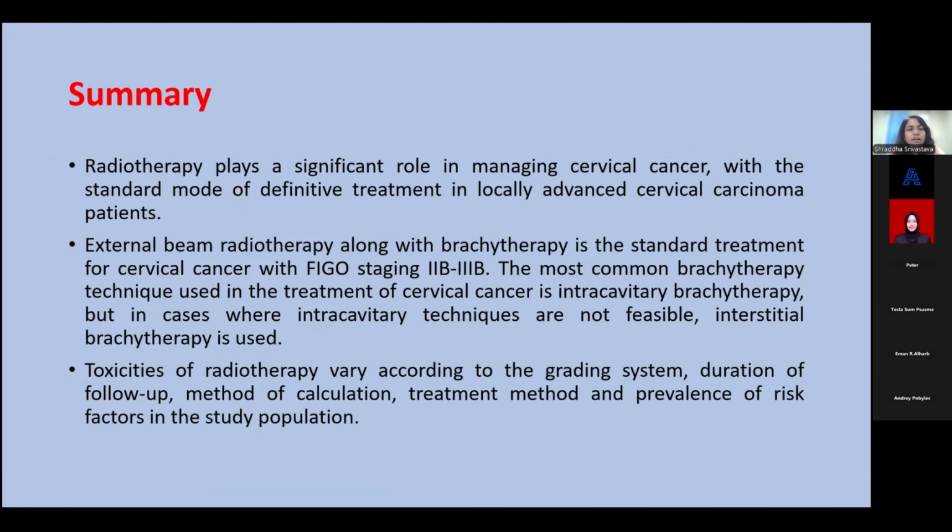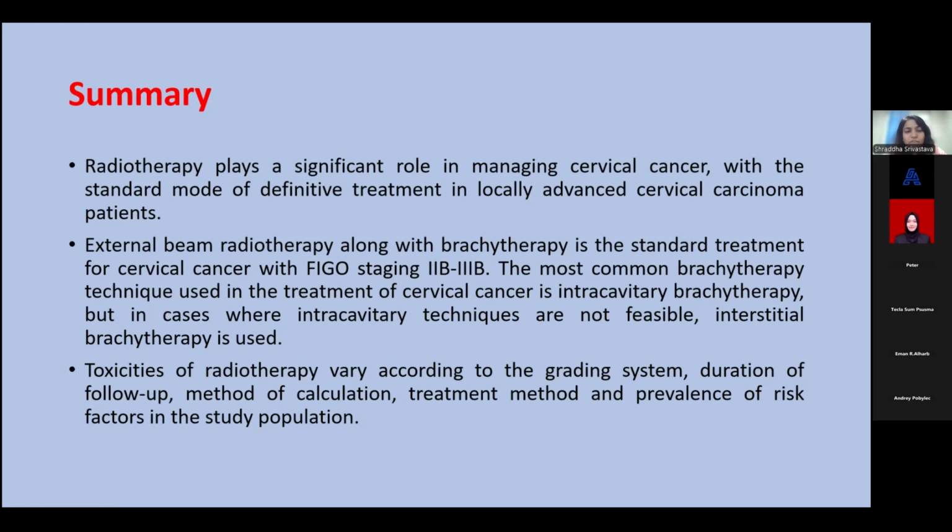So in summary, radiotherapy plays a significant role in managing cervical cancer, with the standard mode of definitive treatment in locally advanced cervical carcinoma. External beam radiotherapy, along with brachytherapy, is the standard treatment for cervical cancer with FIGO staging 2B to 3B. And the most common brachytherapy technique used is intracavity brachytherapy. But in cases where intracavity is not feasible, we can go for interstitial brachytherapy.